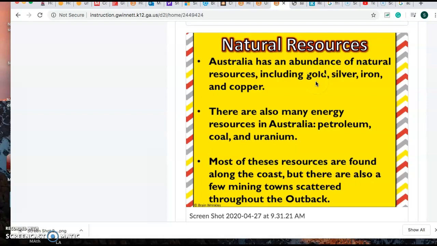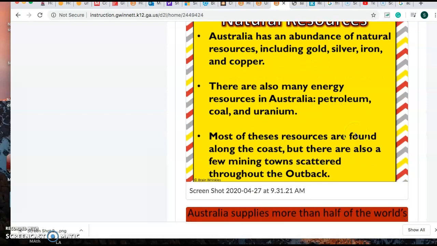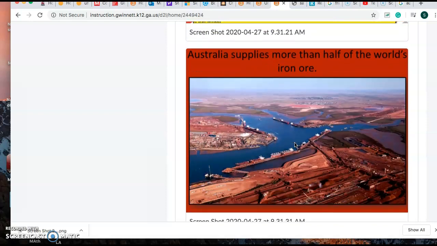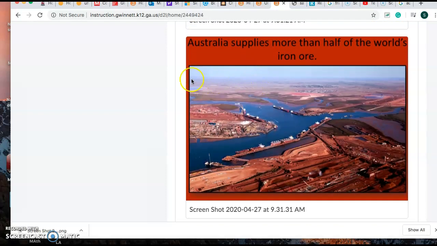So they have a lot of gold, silver, iron, and copper. They also have energy resources. They've got petroleum, coal, and uranium. Most of these resources are found along the beach or the coast, okay? But they do have a couple of mining towns in the outback, which is the desert. So let's look at what they've got.